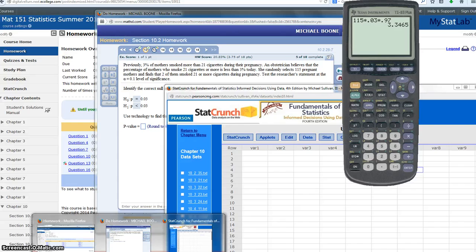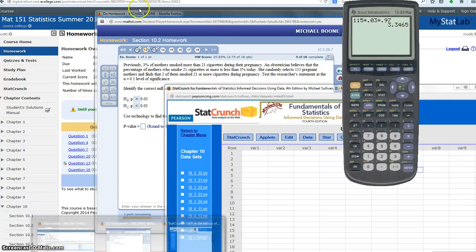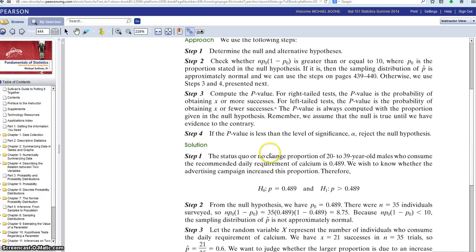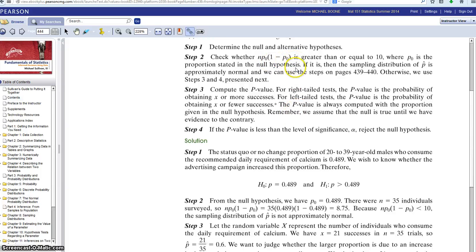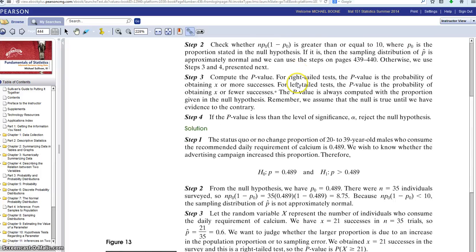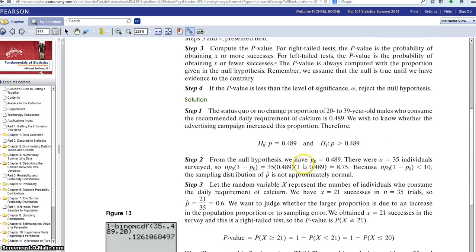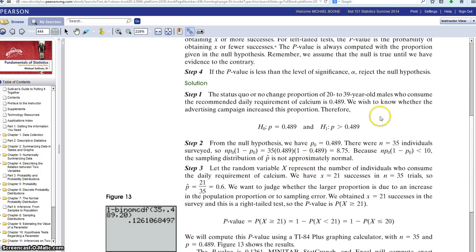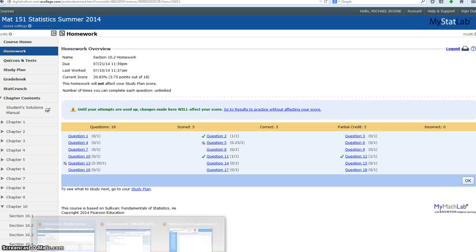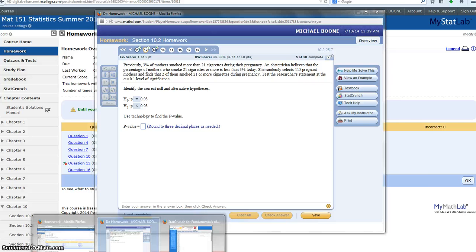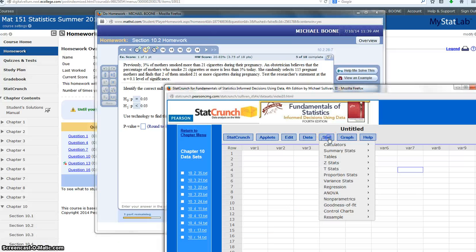In your book, it talks about this on page 444, if n times p times 1 minus p is not greater than 10. And it shows some different steps. It uses the TI calculator, but I'm going to show you how to do it with StatCrunch. So, on StatCrunch, we have to use our binomial calculator.